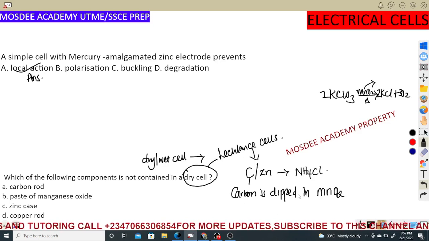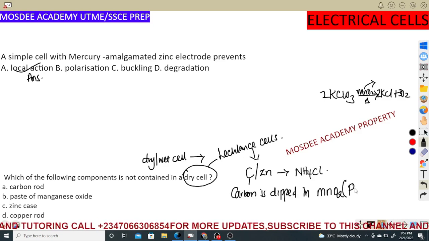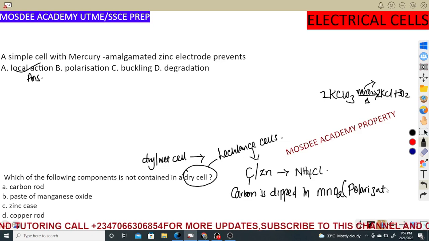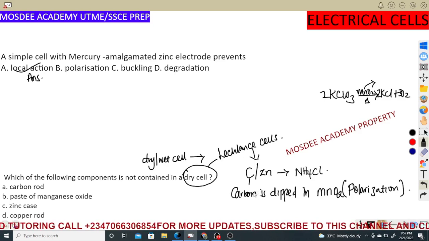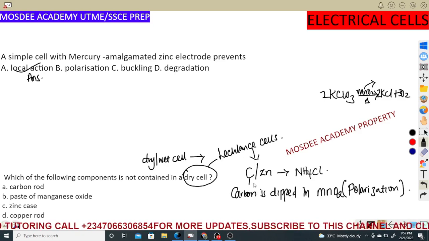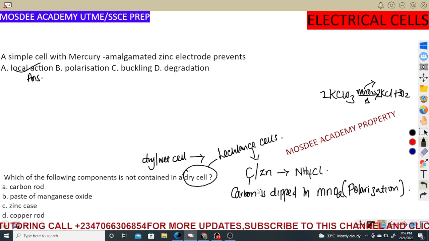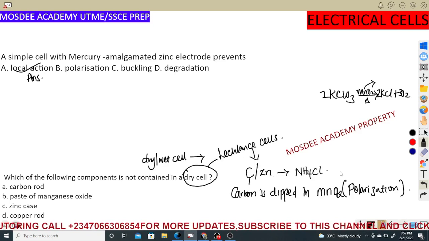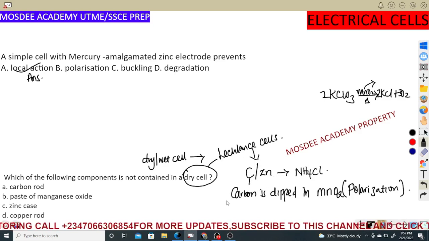Carbon is dipped in manganese oxide to prevent hydrogen bubbles, the effect of which is called polarization. The only type of primary cell that is different from other types of primary cell is the dry cell, which is called the Leclanche cell. The other cells use copper and zinc and H2SO4, whereas this one uses carbon and zinc. Please keep that at the back of your mind.